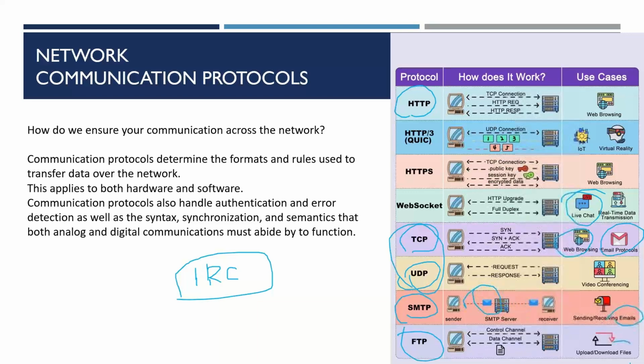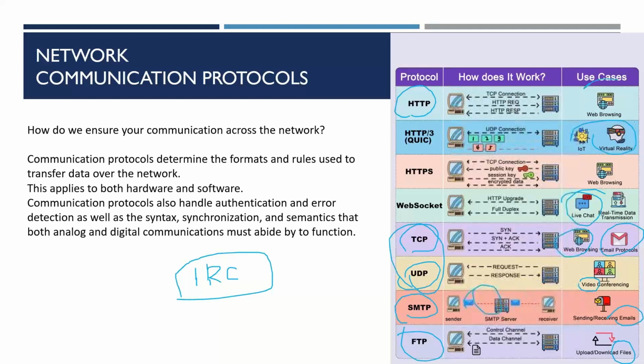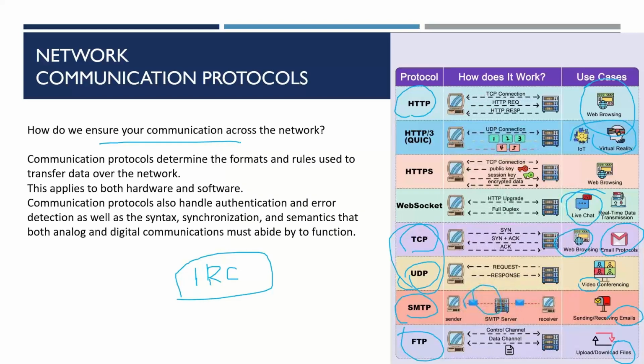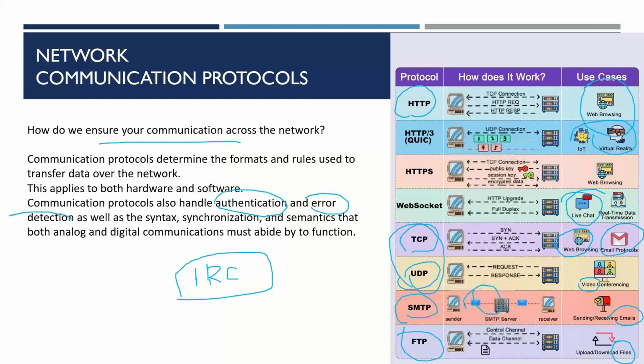So for emails, for files, for video conferencing, for chat messages, for web browsing, for IoT and virtual reality. So there are varieties of network communication protocol. These are the protocols that are used for ensuring your communication is happening across the network. A network communication protocol not just sends the data, it also handles the authentication and the error detection, if there is an issue in the syntax, or if there is a semantics error. All these can be identified using the network communication protocols, which are listed here, right?